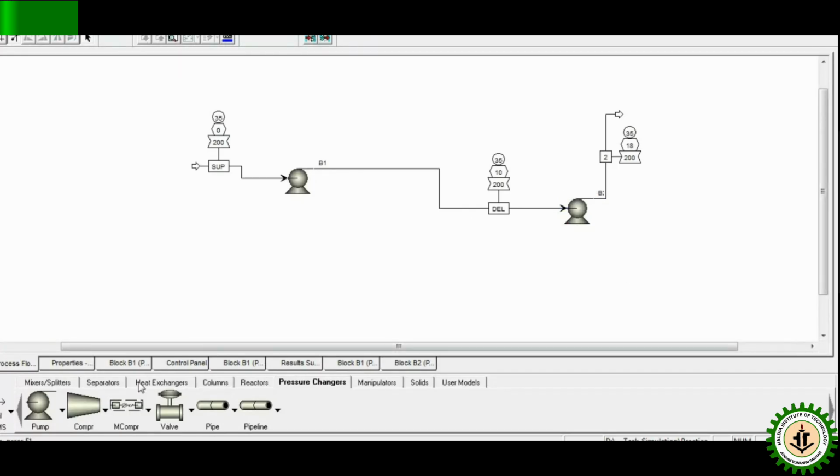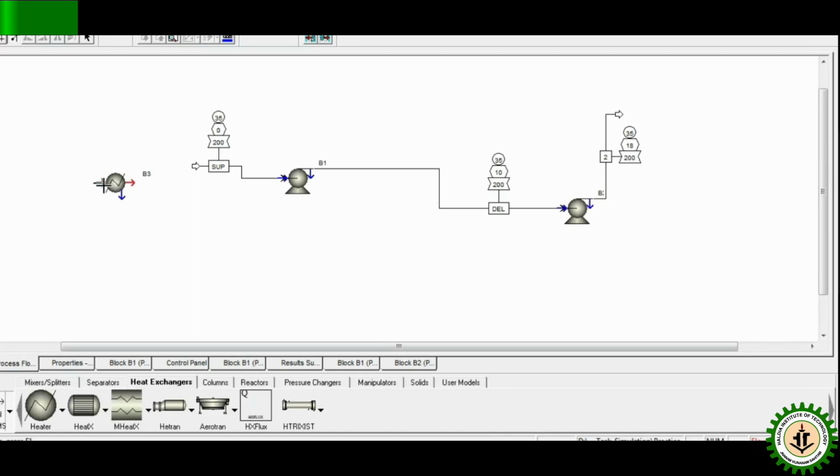You can select the heat exchanger model also, the heater model. You can put it here and make a material stream over here. You can put in the information and the block information over here. Then you can get the output, what would be the heat transfer values and all these things. So this way it moves on.